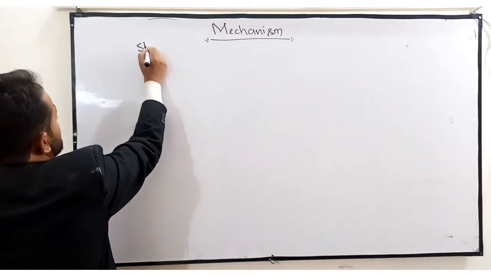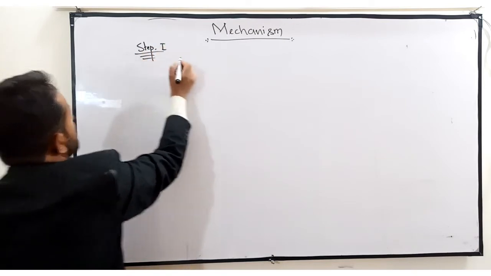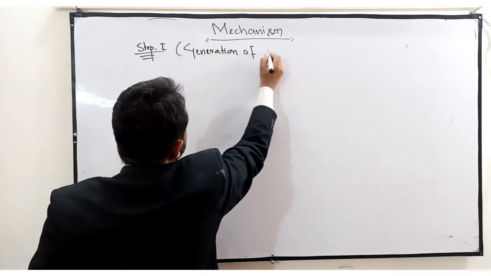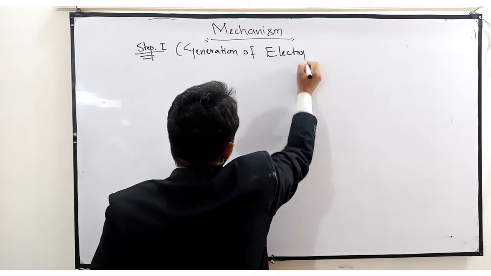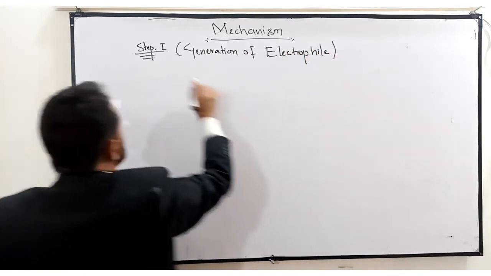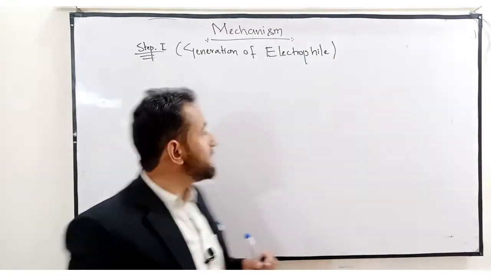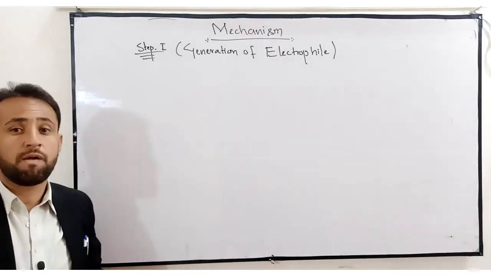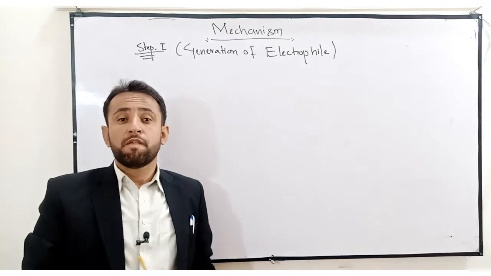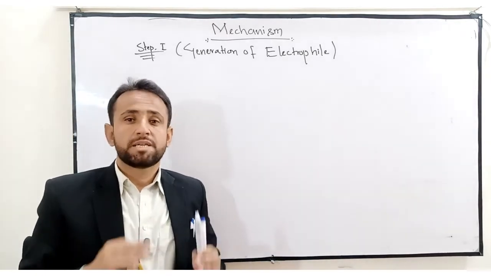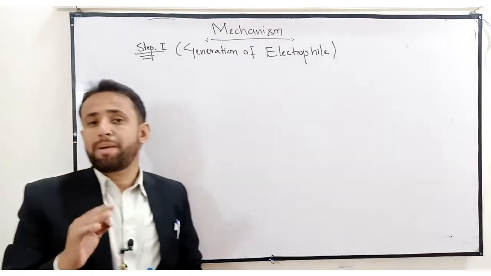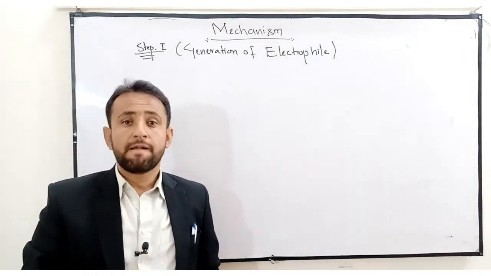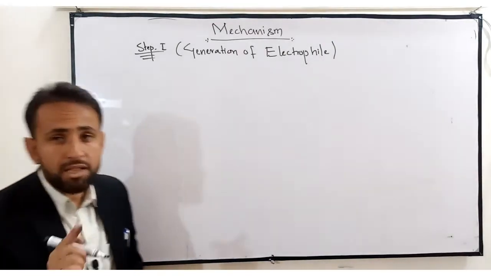Step number one is known as generation of electrophile. You have to remember, in an electrophilic aromatic substitution reaction, we always generate an electrophile in the first step. Why do we generate an electrophile in the first step? Because these are electrophilic aromatic substitution reactions. In electrophilic aromatic substitution reactions, the initial attack is always done by an electrophile. Therefore, we generate an electrophile in the first step.